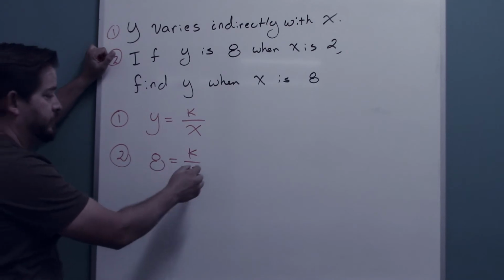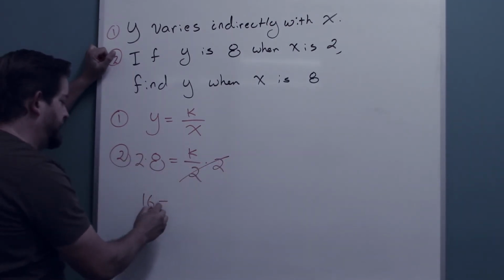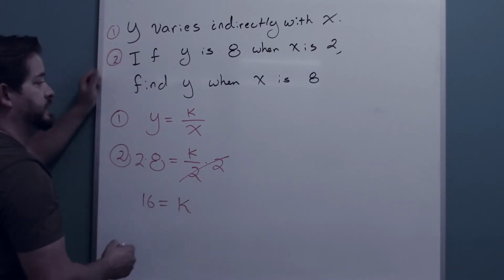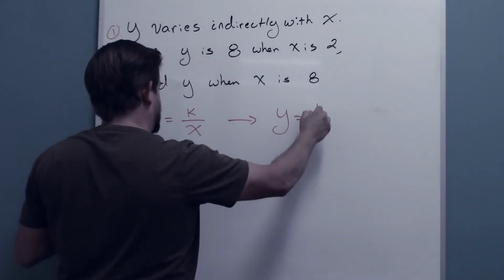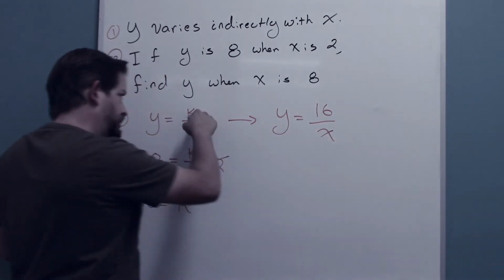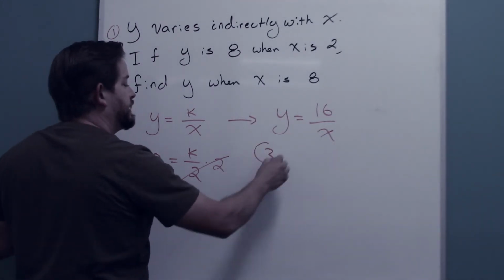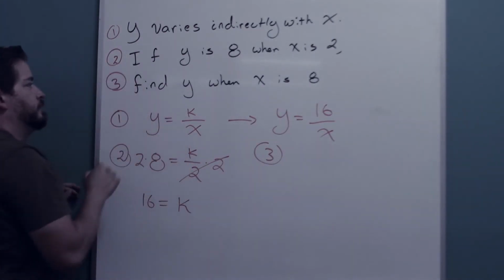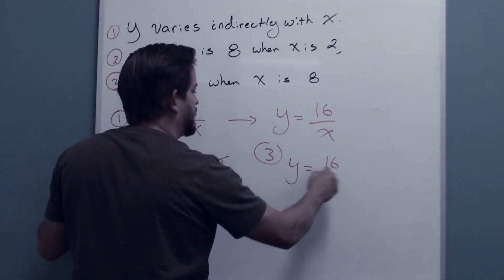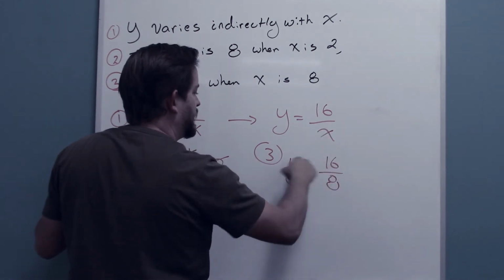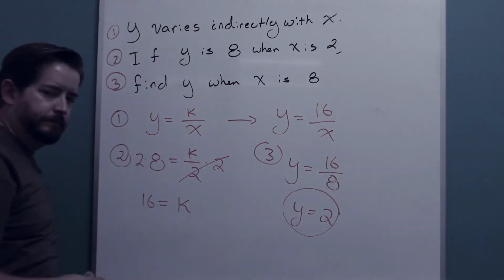I can solve for k here by multiplying both sides by 2, and here I find that k is 16, which tells me that my equation is specifically y equals 16 over x, because I know k now. And so the third statement here, find y when x is 8. Well, y is 16 divided by x, but if x is 8, then y is 2. And we're done.